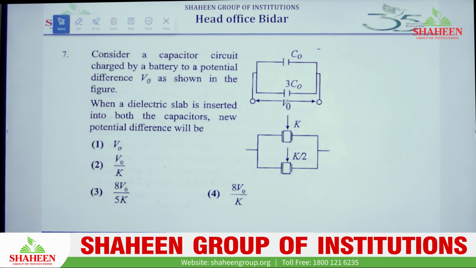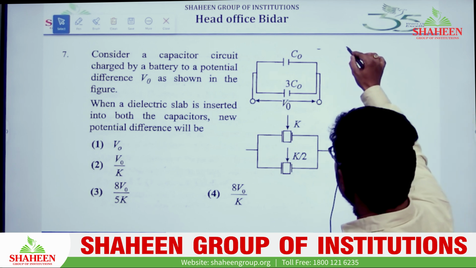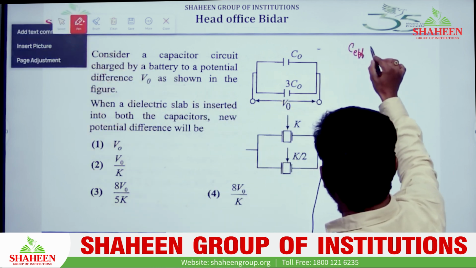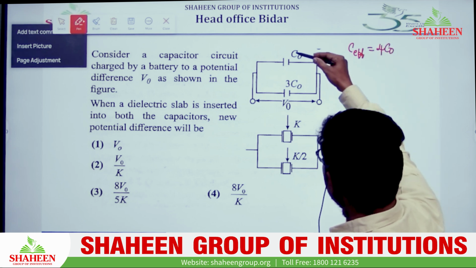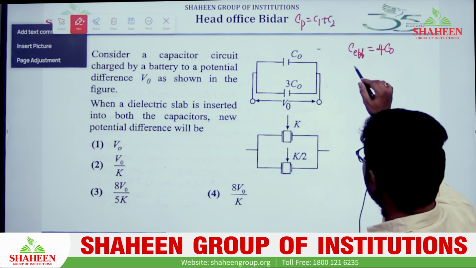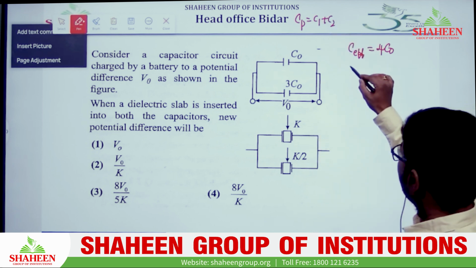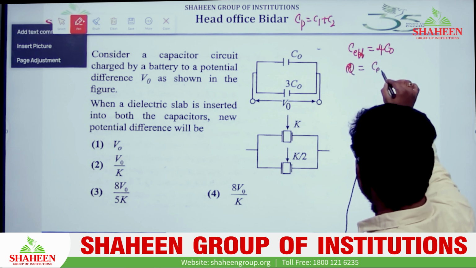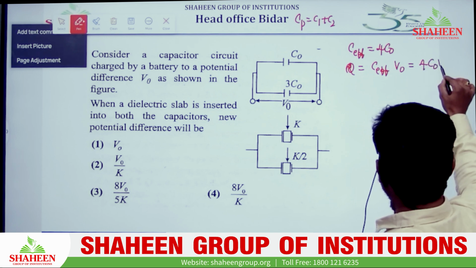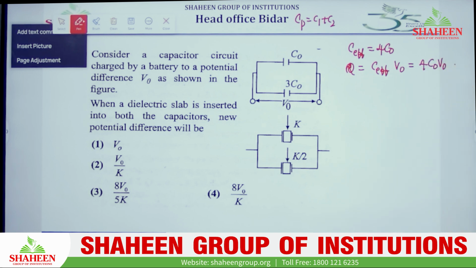In the first case, what is the effective capacitance? Both are in parallel combination. So C effective is equal to 4 C naught, because for parallel the formula is C1 plus C2. Then what is the charge? The total charge is equal to C effective into the applied potential V naught, that is 4 times C naught V naught.